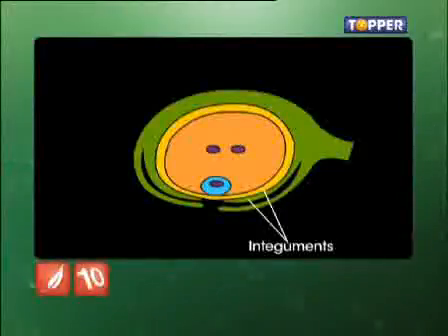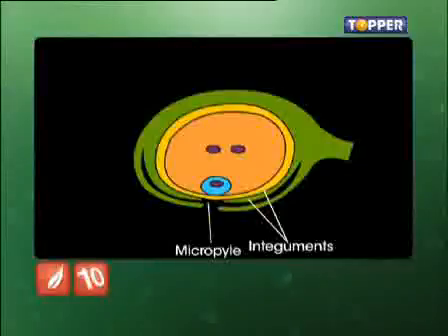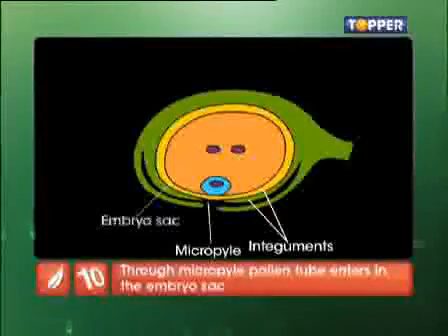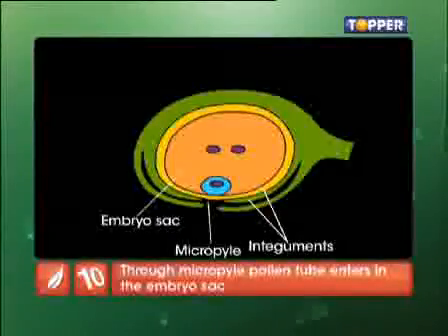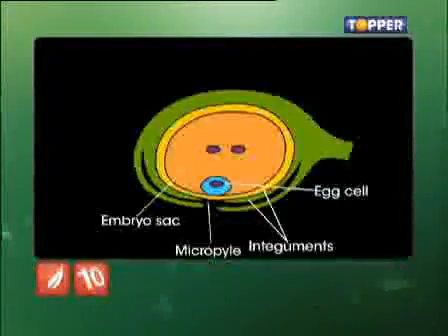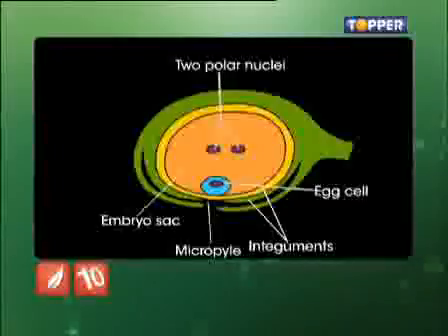Further, ovule is surrounded by two protective coats called integuments, bearing a small opening at one end known as a micropyle. And if you see the detailed structure of the ovule, you will find a small structure called an embryo sac, which contains an egg towards the micropyle and also contains two polar nuclei which are located in the center.